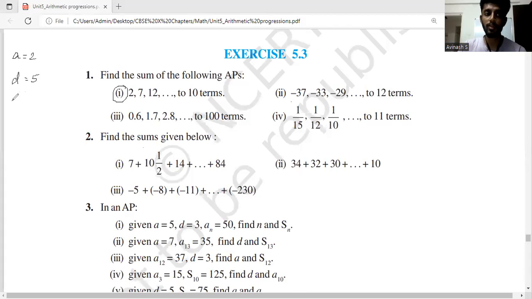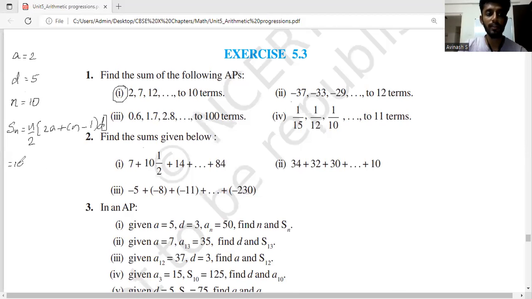So 10 terms we are going to add, which means n is 10. They have not given 10 as a part of the AP. They have given up to 10 terms, which means still 10 terms we have to add. So n is 10. So we directly substitute this in the equation, which is Sn equals n by 2 into 2a plus n minus 1 into d. This is the formula for Sn.